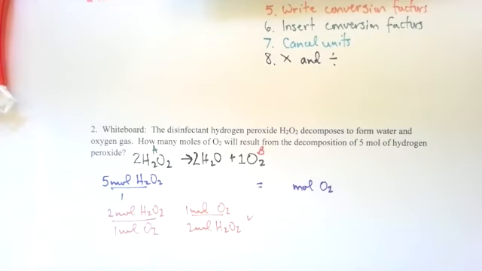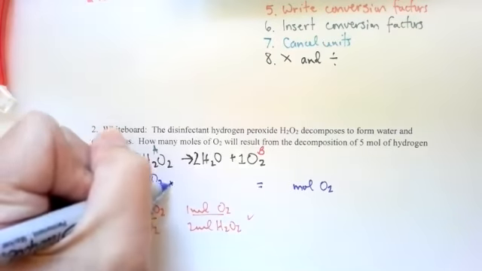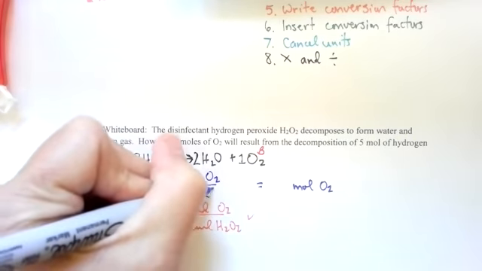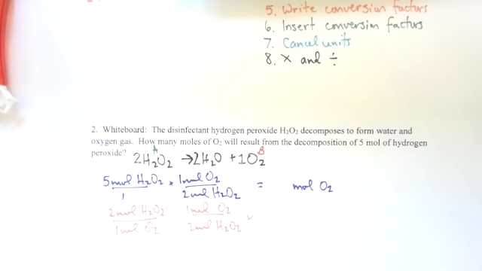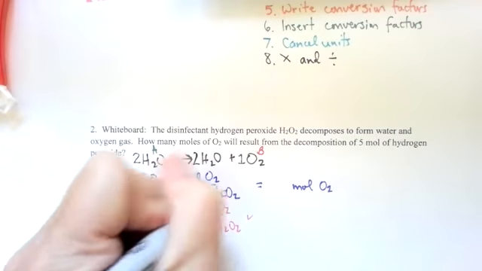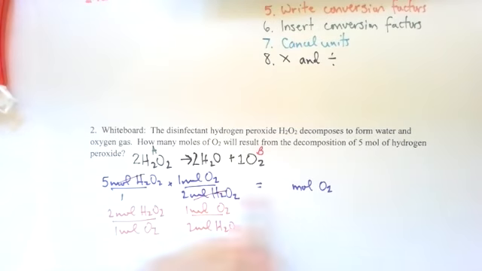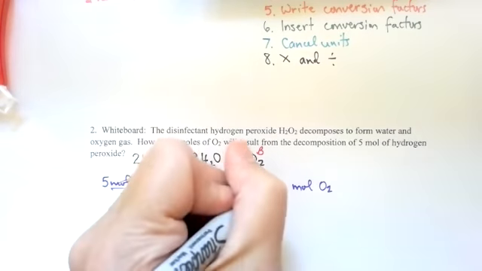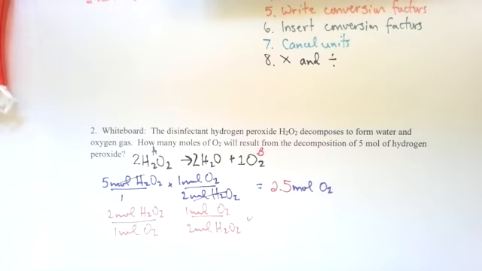Next step is to insert the conversion factors. Next step is to cancel my units. So moles of H2O2. And remember we said whatever's left up here should match what you framed up. So I cancel my units. That looks good. I multiply. 5 divided by 2 is going to be 2.5 moles.